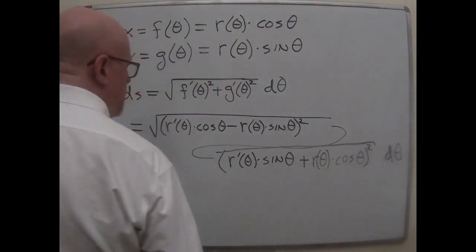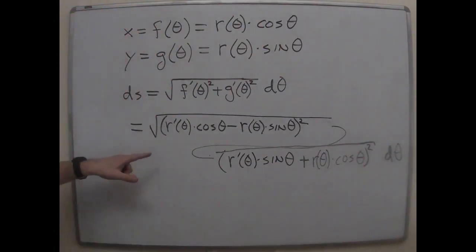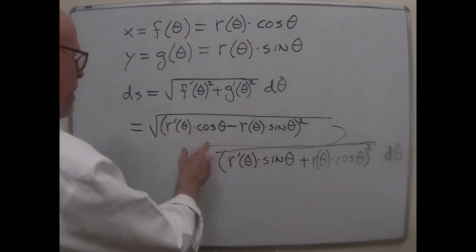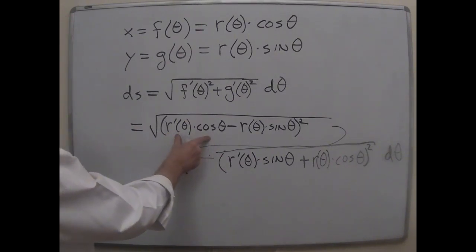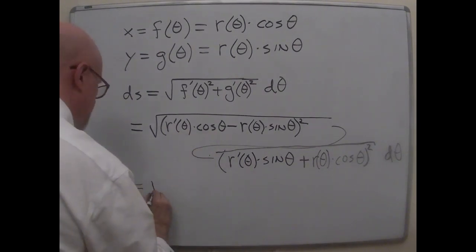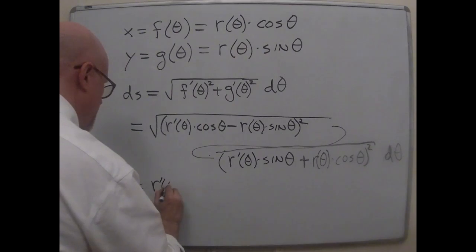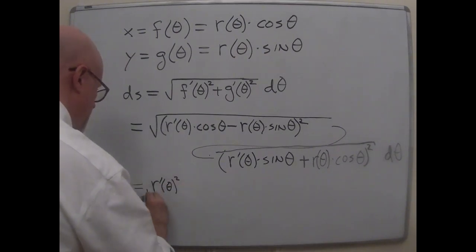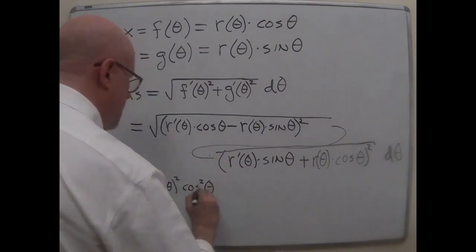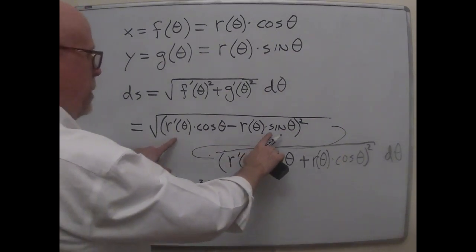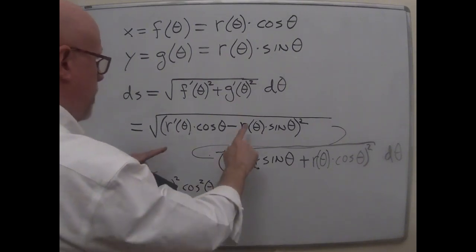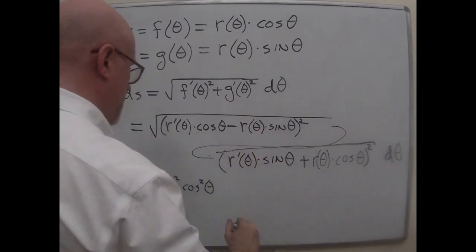Well, fortunately this thing can be simplified a bit, but the main problem is that we're going to need to FOIL out some things. Yikes. Okay, so first times first. That's r prime squared cosine squared. Outer times outer and inner times inner are both the same, and they are the negative of r times r prime times sine theta times cos theta.